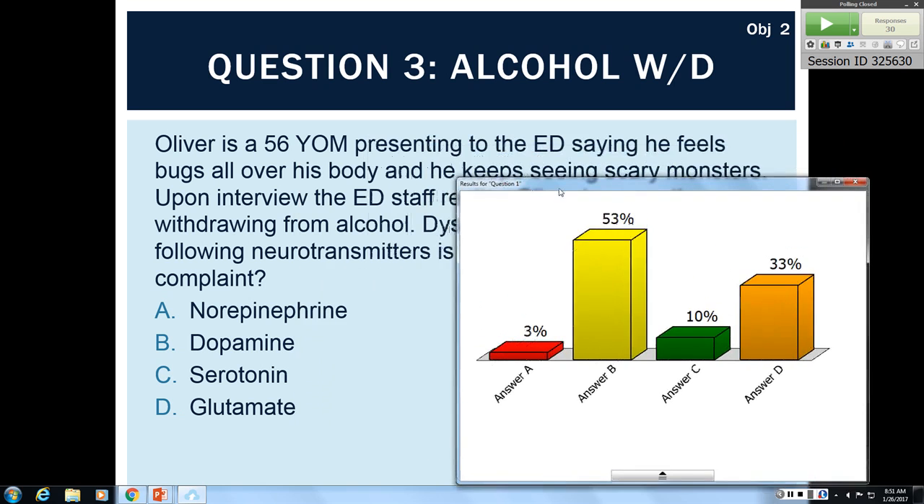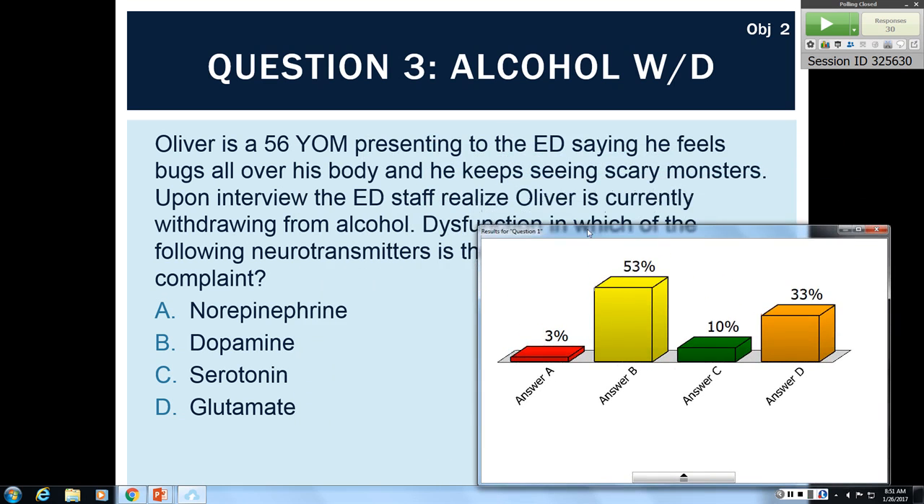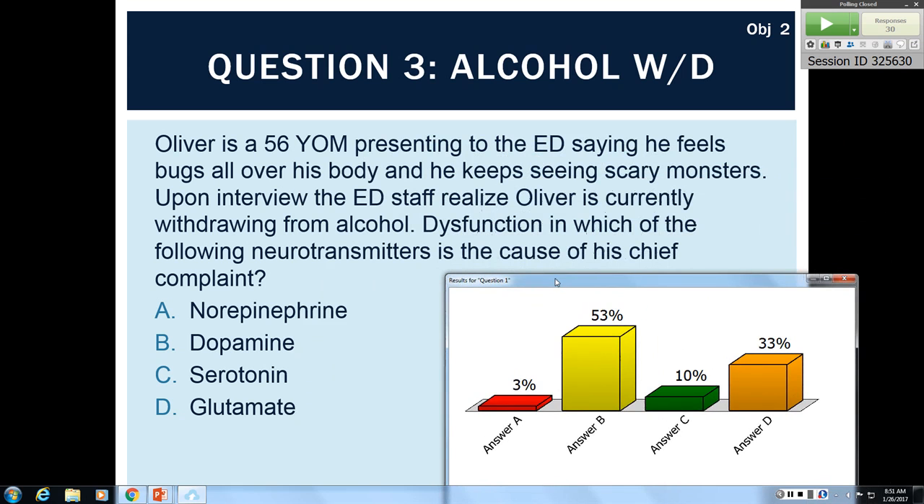So I thought this was going to happen. So let's do a little discussion. Everybody who said dopamine, why did you say dopamine? It's a hallucination, and we know that hallucinations are associated with dopamine. If you said glutamate, why did you say glutamate?